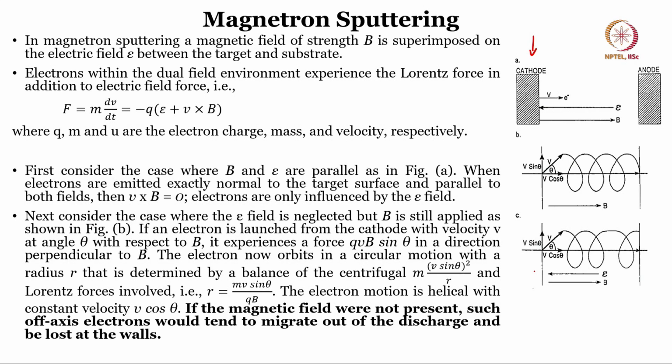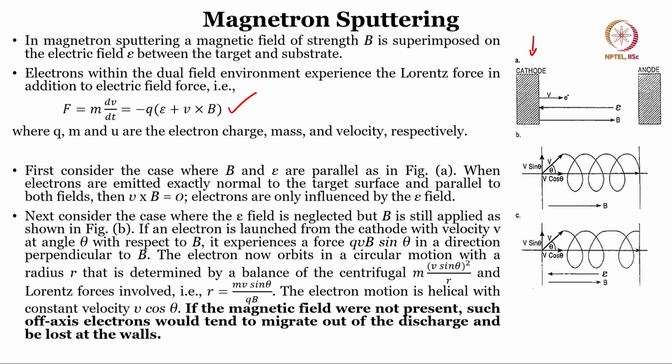Now let us see how the magnetic field should be, in parallel to the electric field or otherwise, so that we have a better rate of deposition. In magnetron sputtering, a magnetic field of strength B is superimposed on the electric field E between the target and the substrate. The electron within this dual field environment experiences the Lorentz force, given by F equals m dV by dt equals q(E plus v cross B), where q, m and v are the electron charge, mass and velocity respectively.